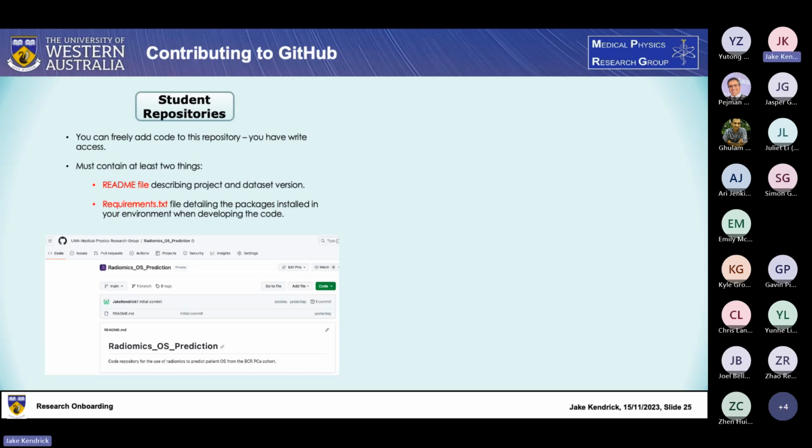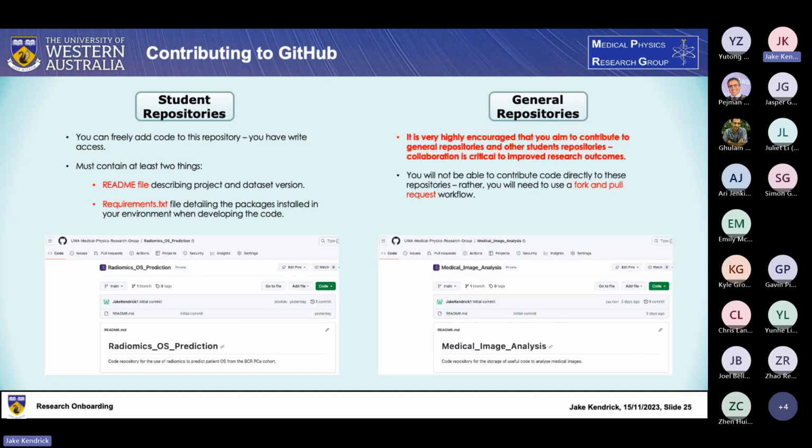So as I said, with the student repositories, with the one that's created for you, you can freely add code, you have write access. It should contain two things as a minimum. So you should have a README file describing your project and the dataset version that you're working with. And you should also have a requirements file, okay? This is quite important: we need to understand the packages that were installed in your specific environment when you were developing the code for your postgraduate research, okay? The reason we need to know this is because if we want to replicate it, we need to make sure we have those same packages installed in our own environment, okay? So this is one thing that you'll need to make sure you upload into this repository.